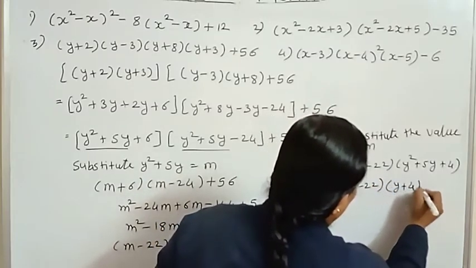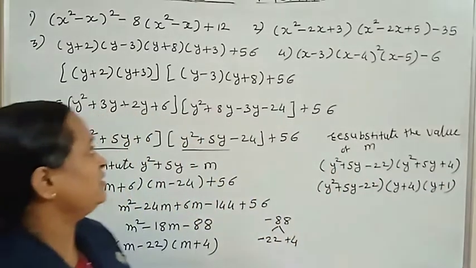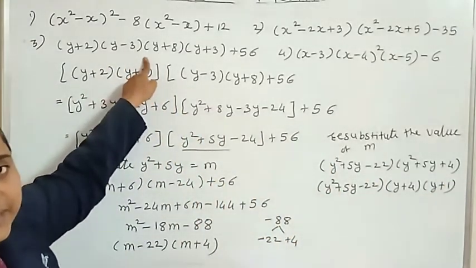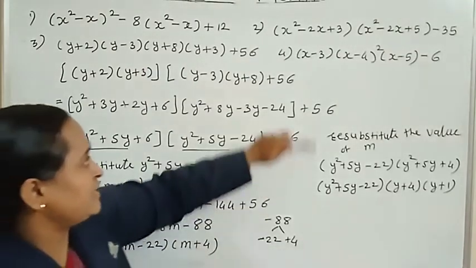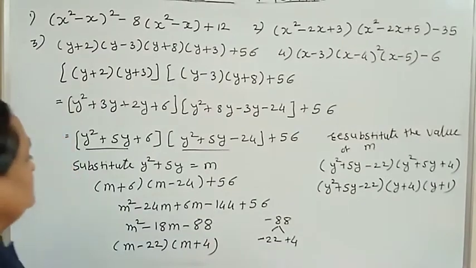Here factors will be y plus 4 and y plus 1. Now in this way you can find this third number example. Then again one example I have written on the board, that also we will solve now.